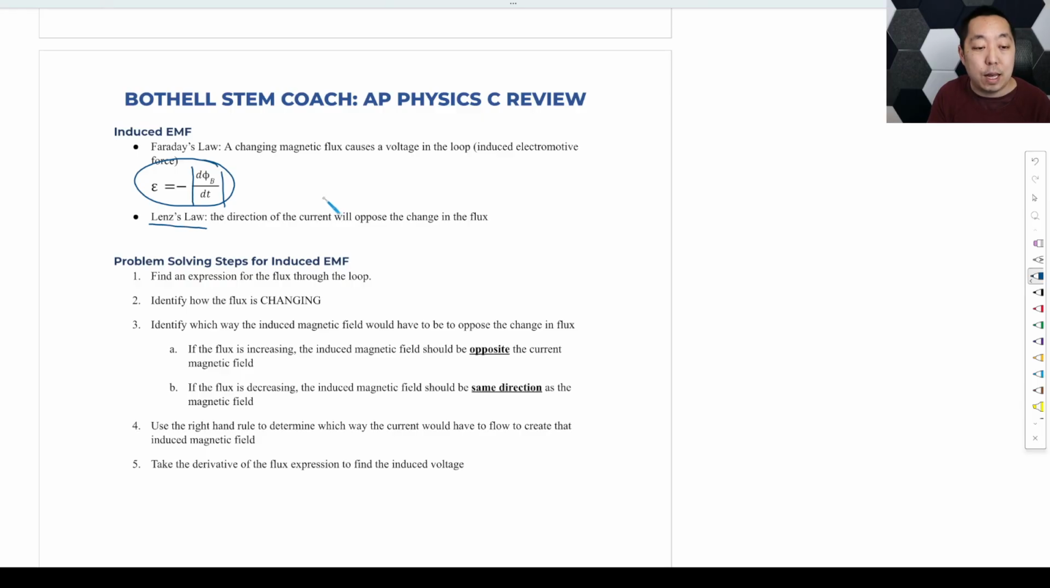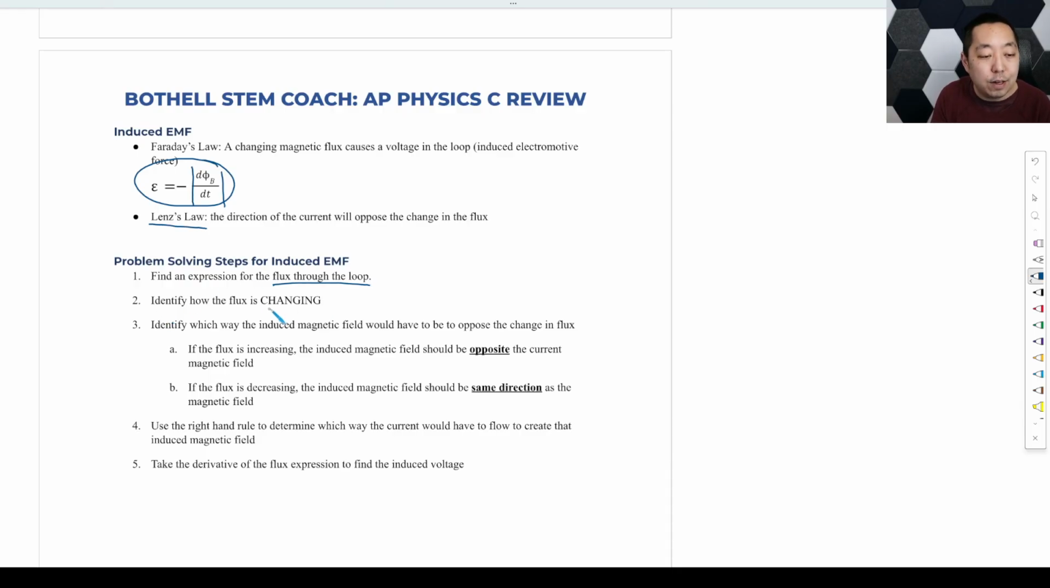So let's go through the steps that we're going to do when we're breaking down a problem like this. We're going to first find an expression for the flux through the loop. So you need to understand what that flux is. You may need to set up an integral and calculate it, or you may just need to conceptually know what the flux is if it's not a computational problem. But you need to identify what the flux is currently through the loop.